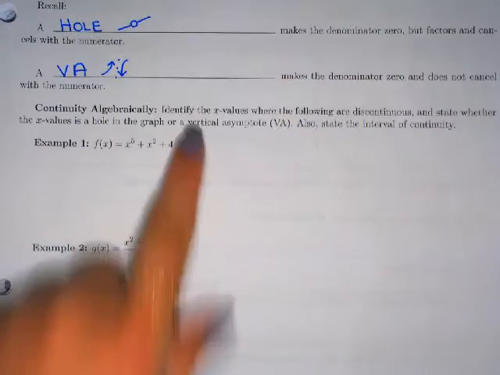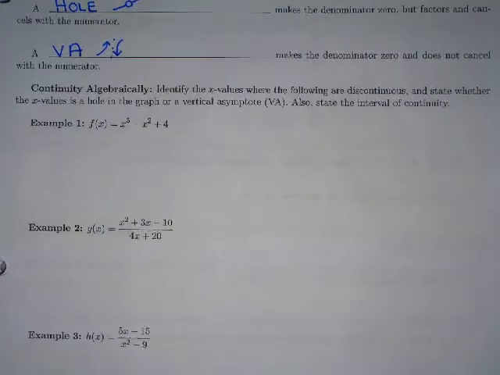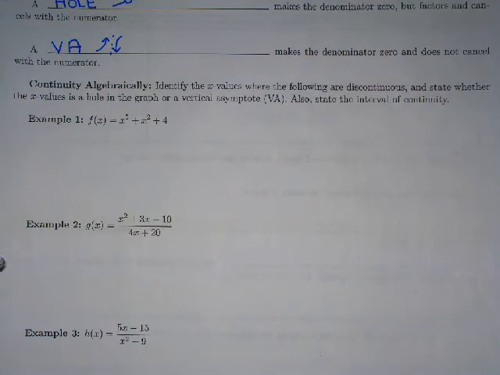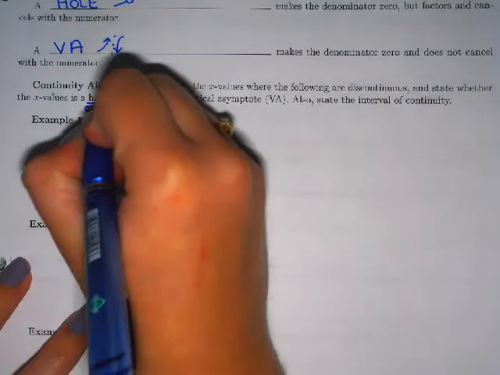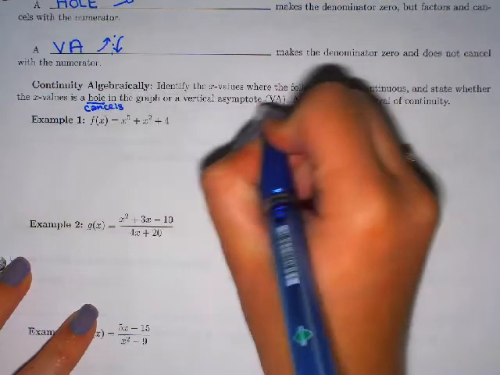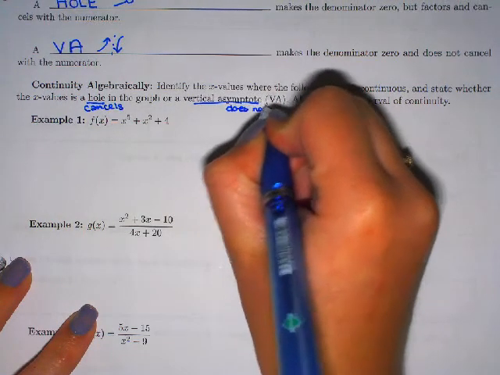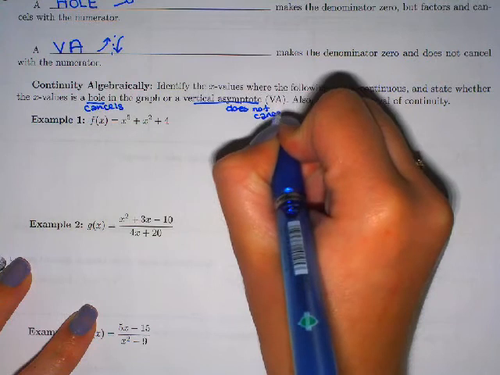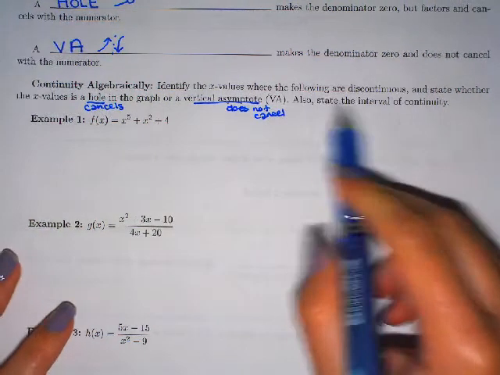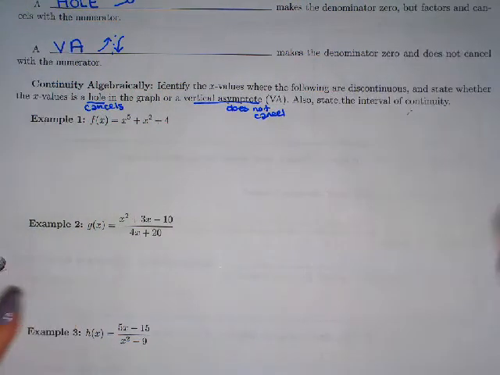So we're going to identify the x values where the following are discontinuous and state whether the x values are a hole or vertical asymptote. Again, a hole cancels and a vertical asymptote does not. Does not cancel. And then we're going to also give the interval where it would have been continuous.